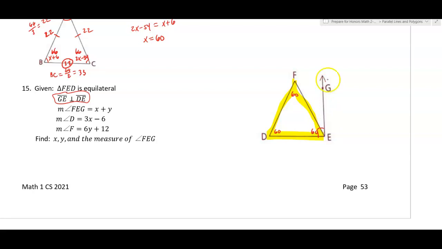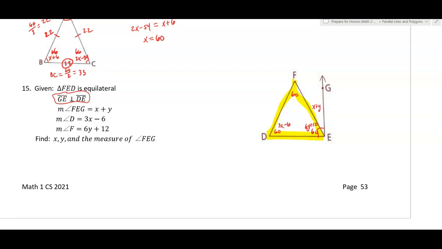Now, angle FEG is x plus y. Angle D is 3x minus 6. Angle F is 6y plus 12. Find x, y, and the measure of angle FEG.